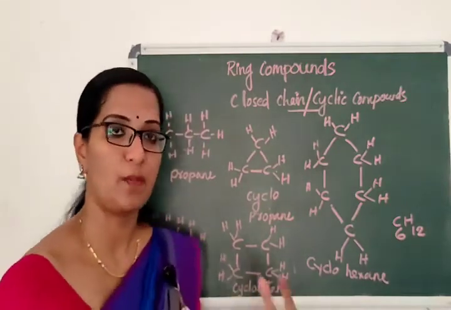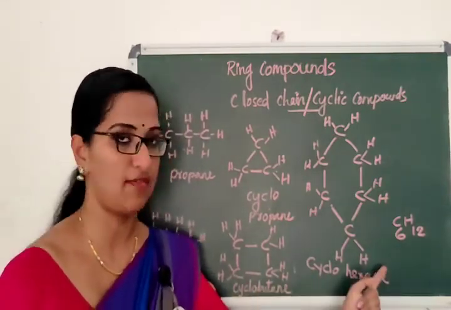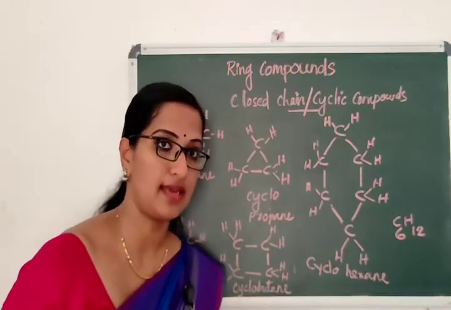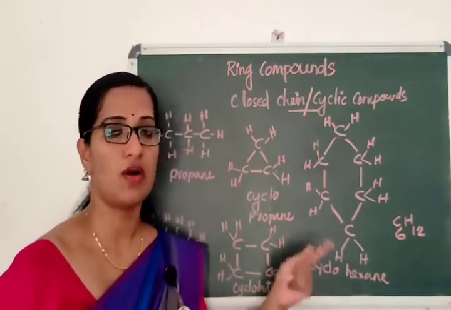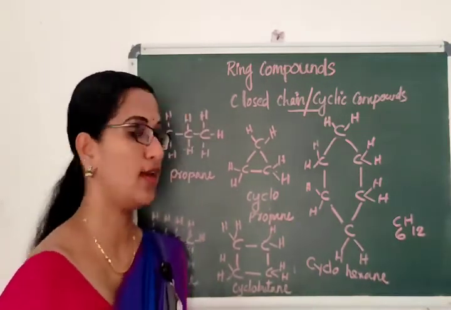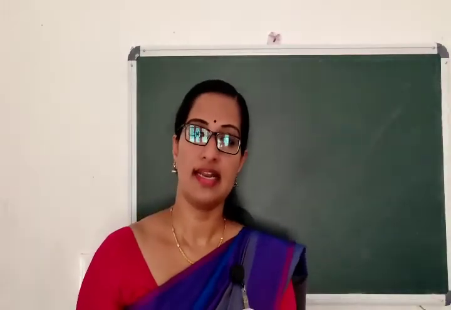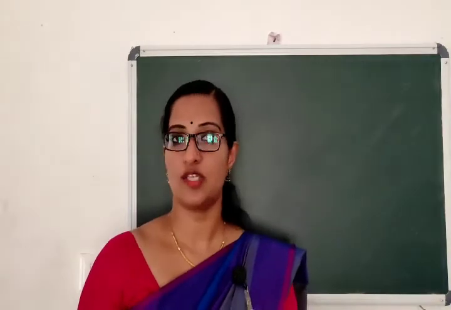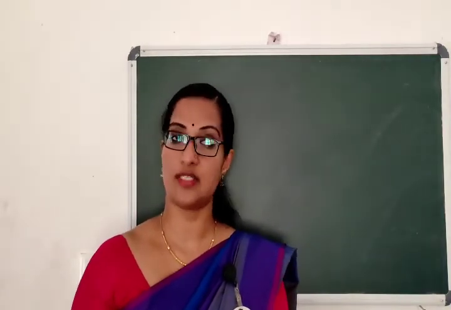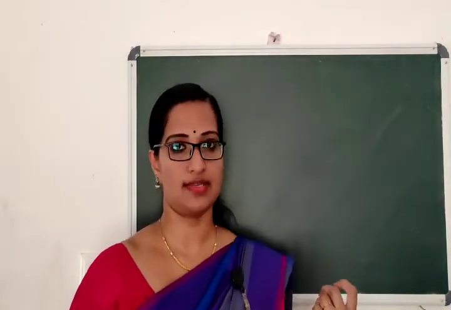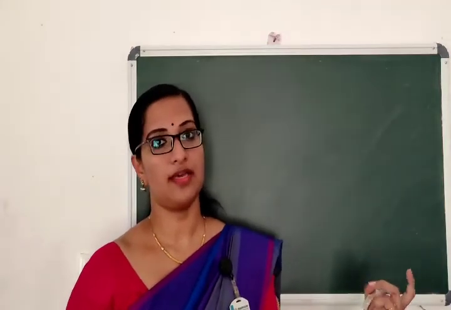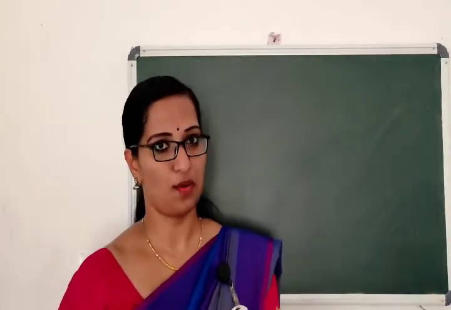You can write cyclopentane, cyclohexane. We have already written cycloheptane, cyclooctane. Many compounds. Whatever examples you want, you can draw them. Okay, students, till now we have discussed saturated ring compounds. And now we are moving on to the unsaturated ring compounds.